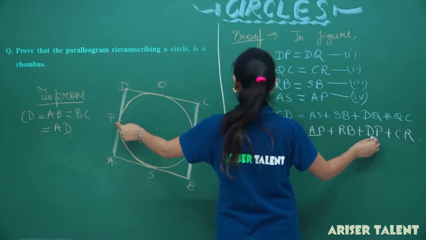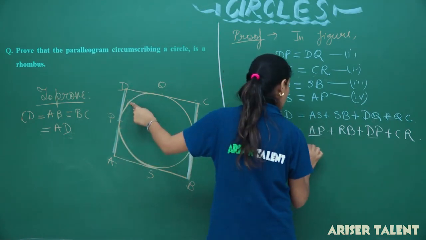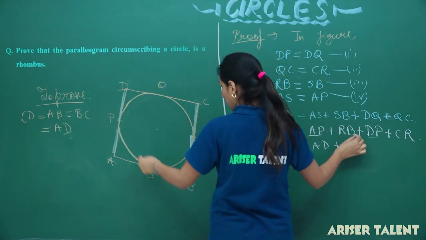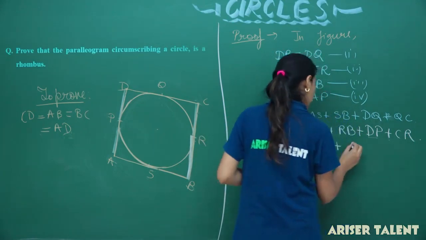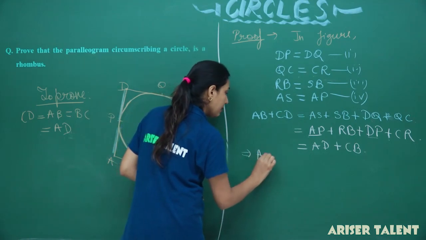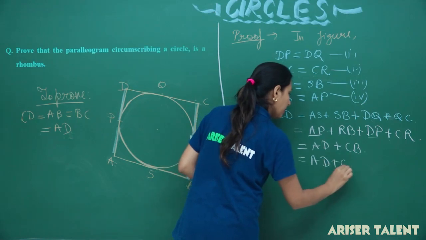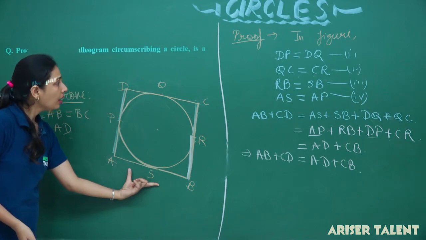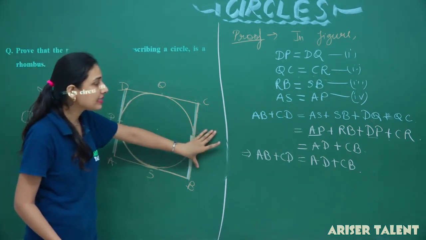So, now when I join them, AP plus PD is equals to what? AD, right? And this RB is here and the CR is here, is equals to CB. So, what does this give me? That AB plus CD equals to AD plus CB.